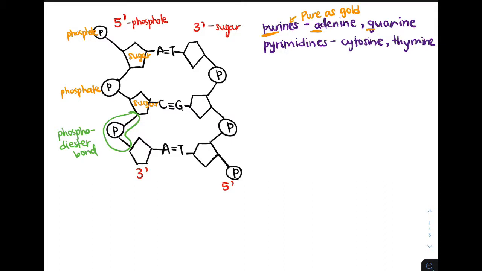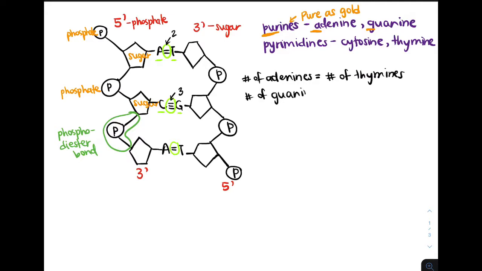One purine must pair with 1 pyrimidine in order to create the proper structure. If 2 purines pair together, or if 2 pyrimidines pair together, then the backbone will be bulky and misshaped. The bases are hydrogen bonded together. Adenine and thymine have 2 hydrogen bonds, while guanine and cytosine have 3 hydrogen bonds. The number of adenine equals the number of thymines, and the number of guanines equals the number of cytosines.